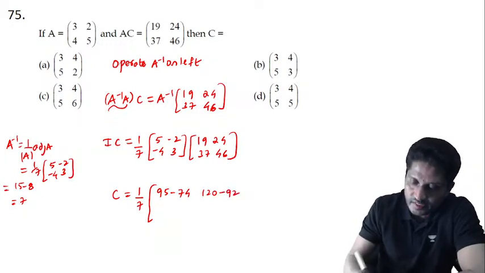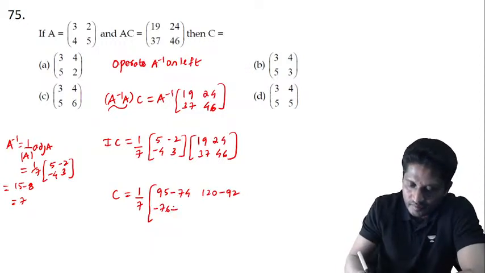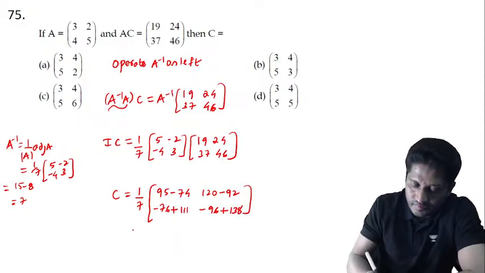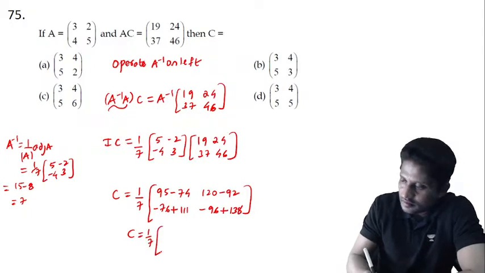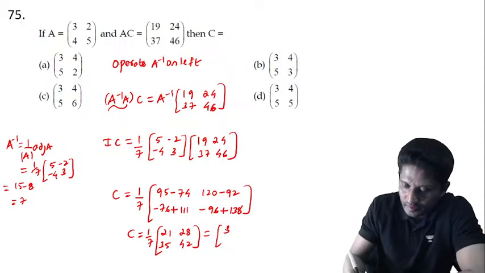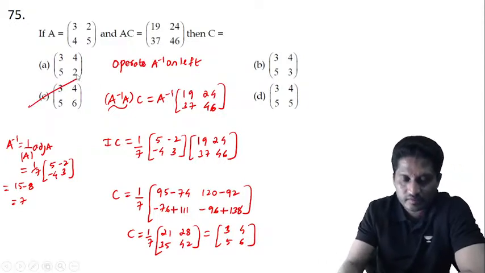46 into 2 is 92. Second row, first column: you get 14 into 19, which is 76, and 37 into 3 is 111. Then you get minus 96 plus 46 into 3, which will be 138. If I simplify this, you will get 21, 28, 35 and 42. If you divide by 7, this will be equal to 3, 4, 5, 6. Answer is option C.